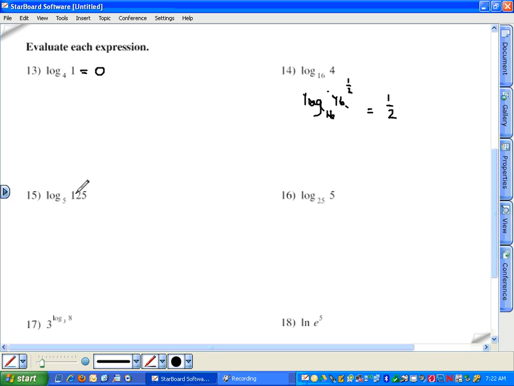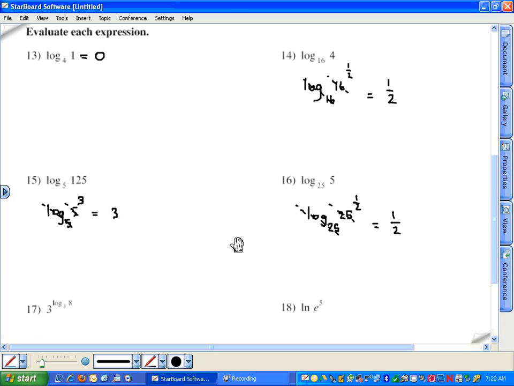For here, it's a little bit easier to see that we can get matching bases. Log base 5, 125 is the same as 5 to the 3rd power. So those cancel, leaving 3. Over here, log base 25 of 5. We need to rewrite 5 to have a base of 25. 5 is 25 to the 1/2. Those end up canceling. So this equals 1/2.